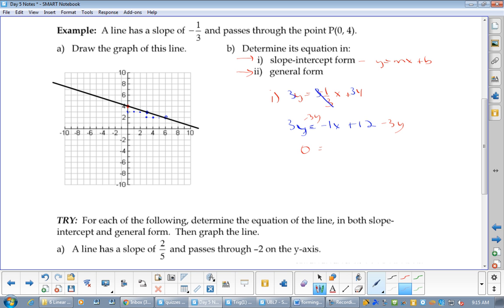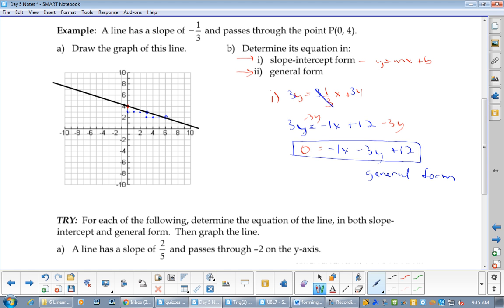And the proper form is always xy number, just like the alphabet, okay? X, Y, Z, whatever, numbers go last. So to really make this perfect, it'd be negative 1x minus 3y plus 12. This is your general form. Yep. Okay, very good. Yep. Yep. No, that's good.